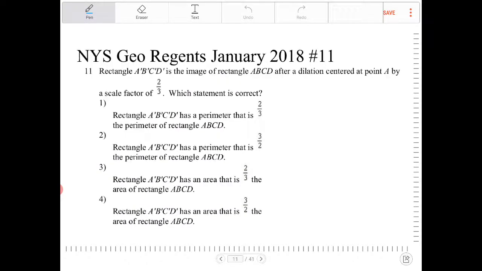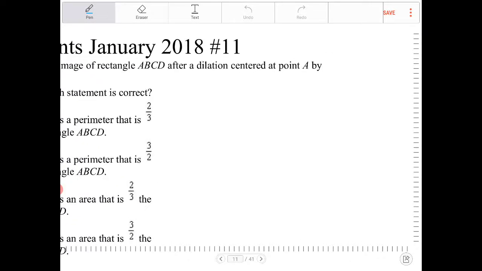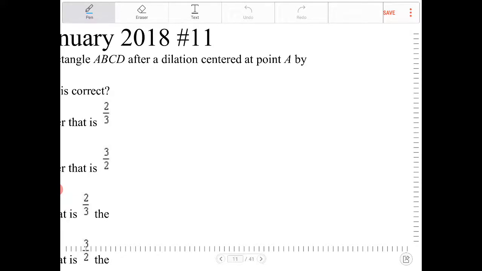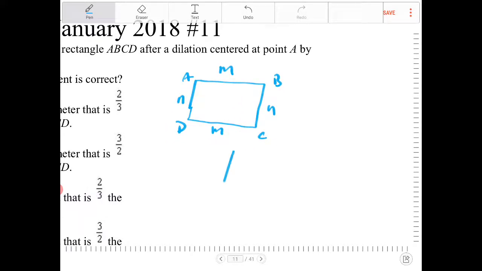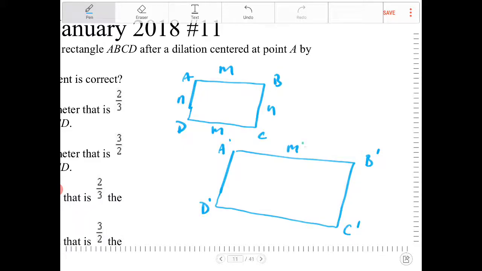So whenever you are dilating a two-dimensional figure, the following properties will always be true, right? So if I have a two-dimensional figure, A, B, C, D, and let's say the side lengths here are M, M, N, and N. If I dilate this by some factor, A prime, B prime, C prime, D prime, then the figure will have dimensions of MK, NK, and NK.